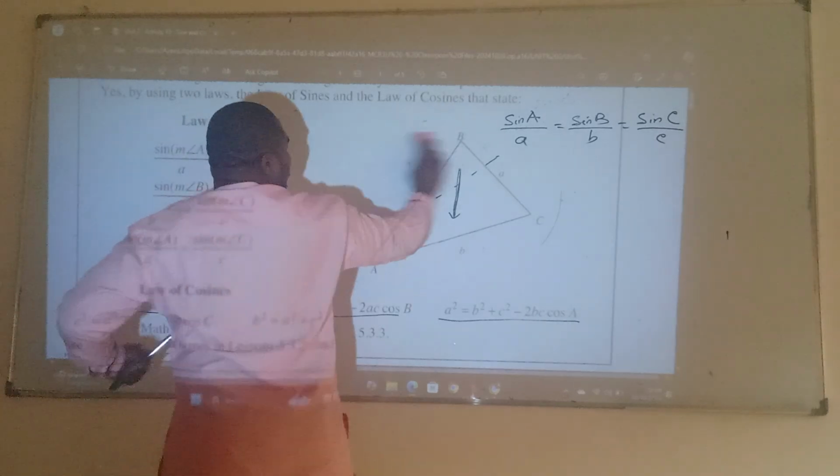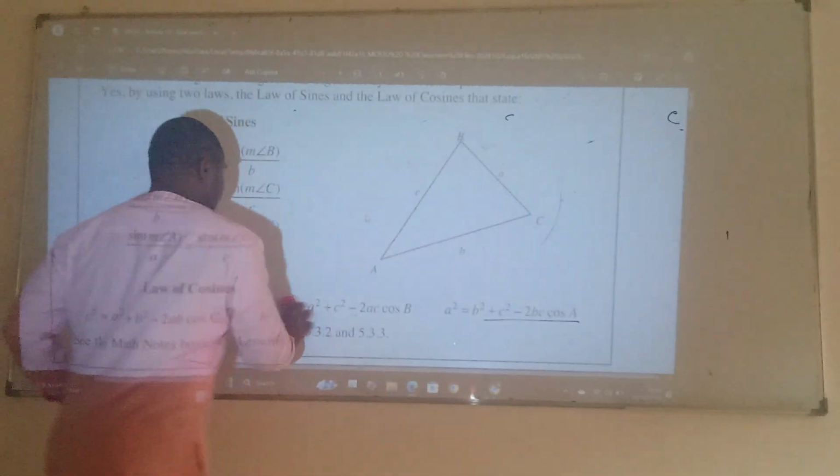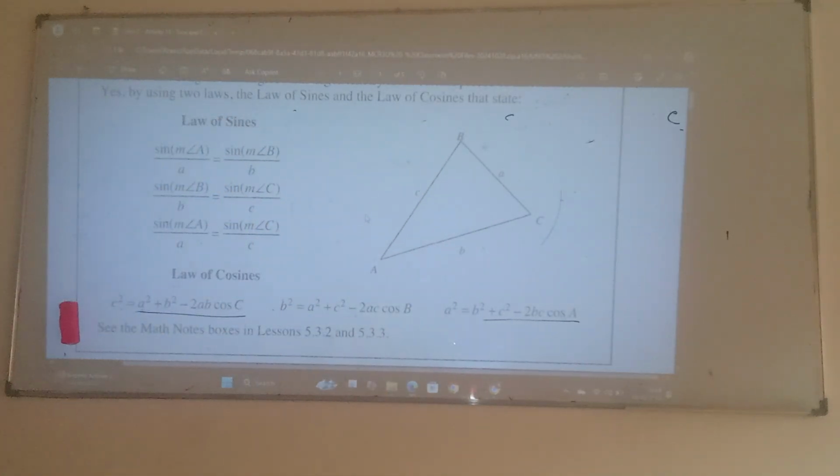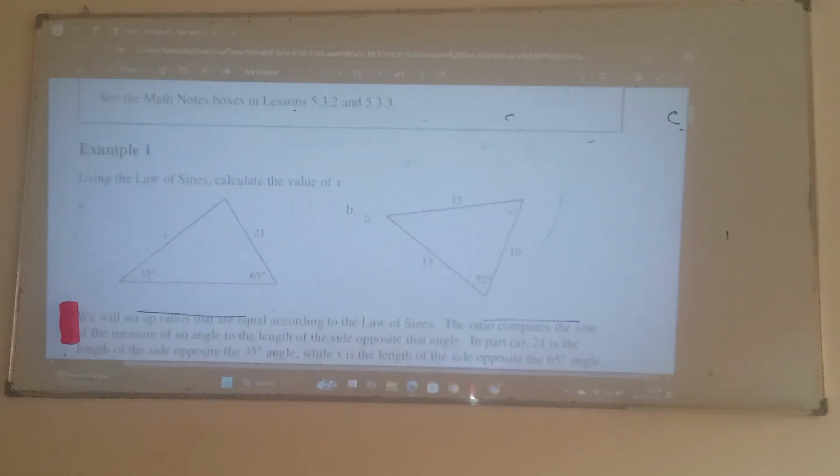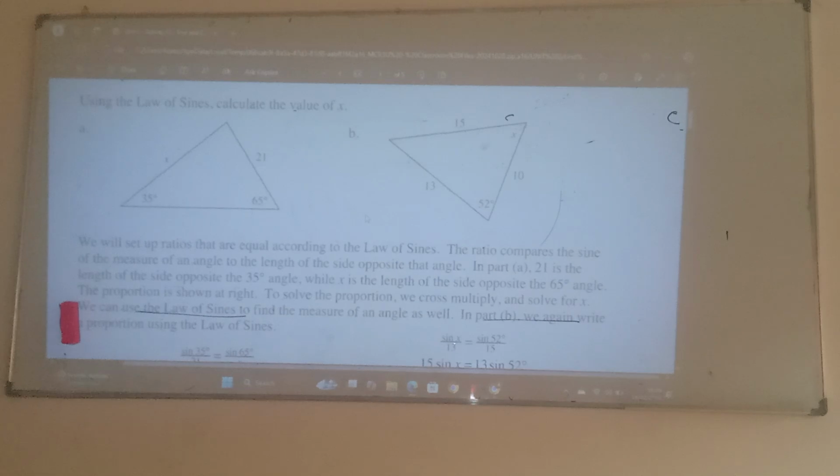After the examples, we'll now talk about the exercise, right? Now, we have the first example. The first example should be example 1.